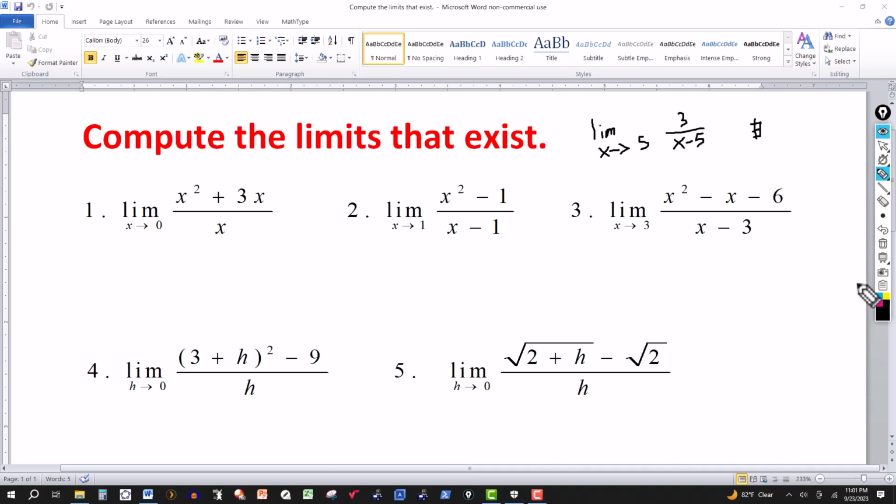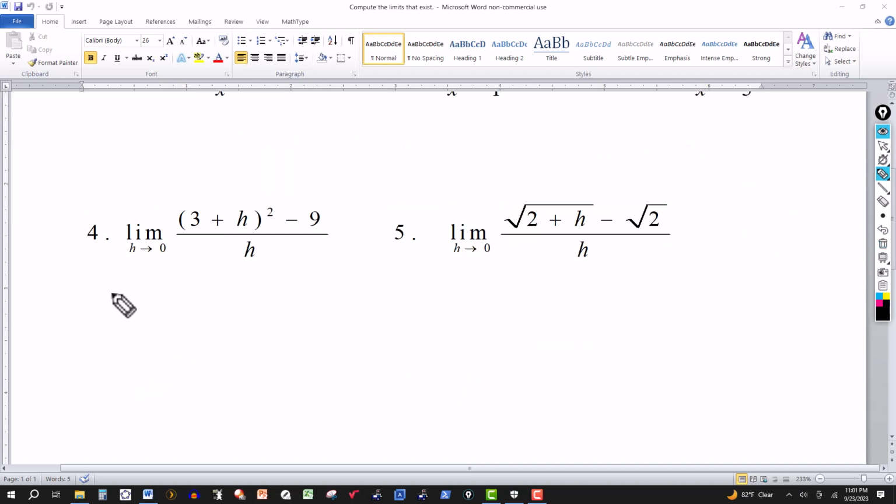So let's go to the next one here. Now on this one, number 4, we have the limit as h approaches 0 of (3 plus h) squared minus 9, over h. So again, if I plug in 0 for the h's, 3 squared is 9, minus 9 is 0, and with a 0 where the h is, I get 0 over 0. Again, it's indeterminate.